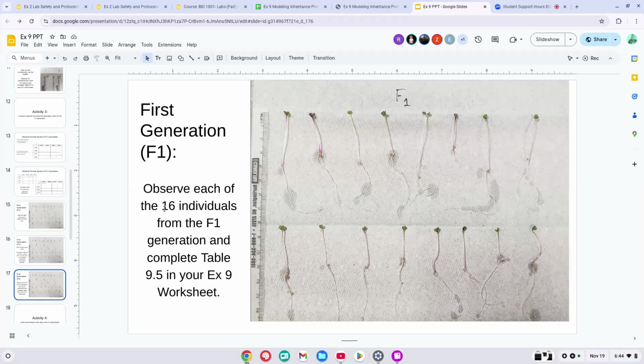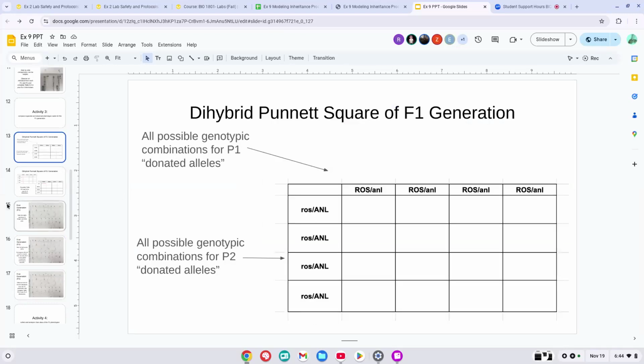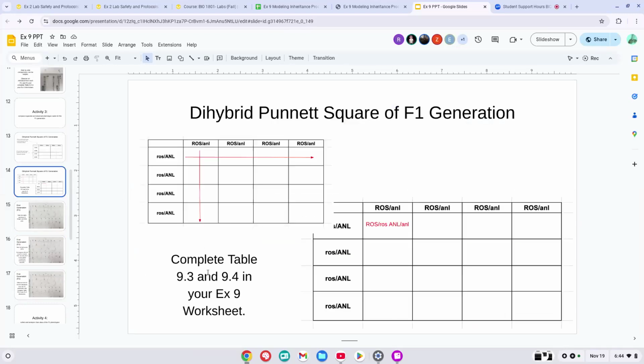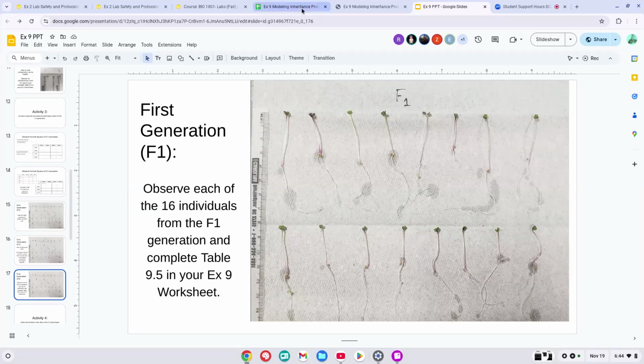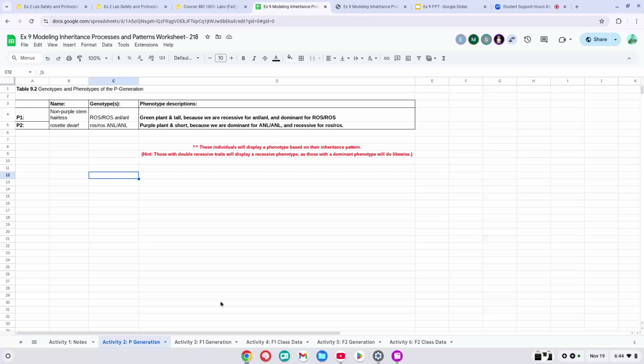So you're going to observe each of the 16 individuals from the F1 generation and complete table 9.5 in your worksheet as well. So again, we're going to start with table 9.3 and 9.4, then work your way into table 9.5. Let's take a look at those, okay?